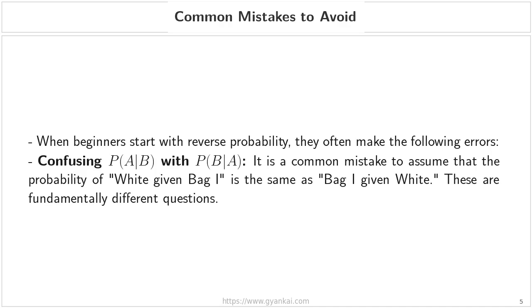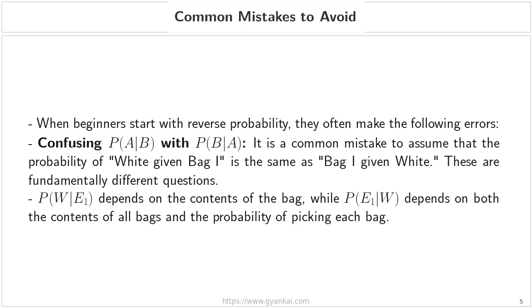The first, and perhaps most frequent mistake, is confusing the probability of A given B with the probability of B given A. It is very tempting to assume that the probability of white given bag I is the same as the probability of bag I given white. However, as we discussed in the previous slides, these are fundamentally different questions.